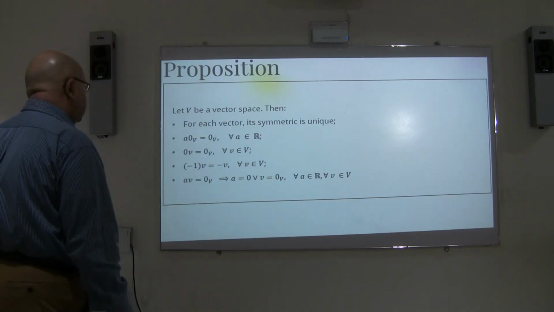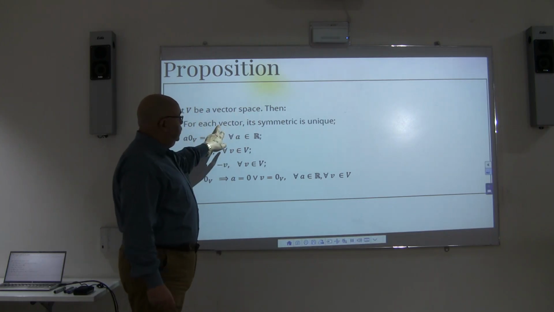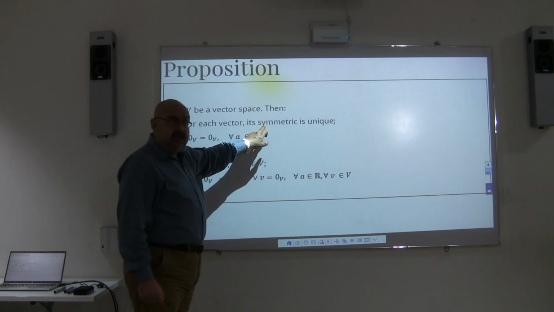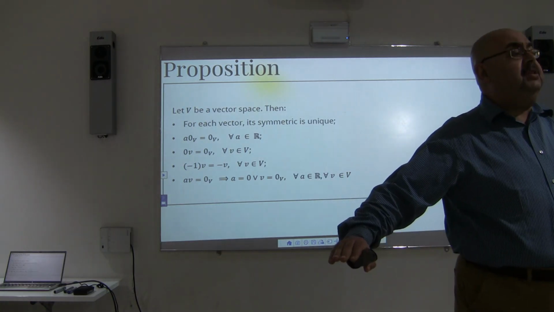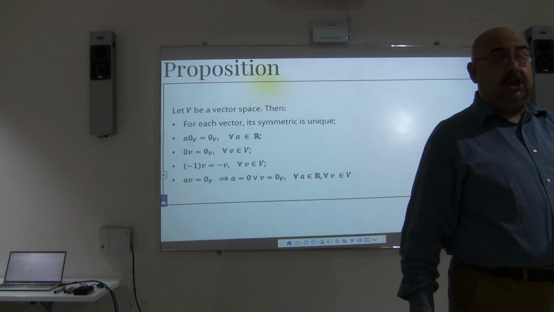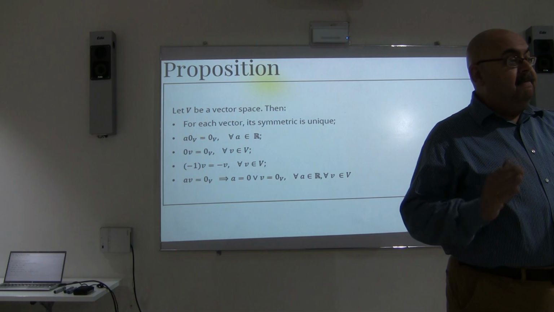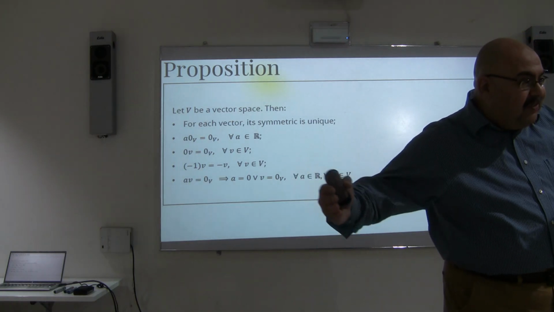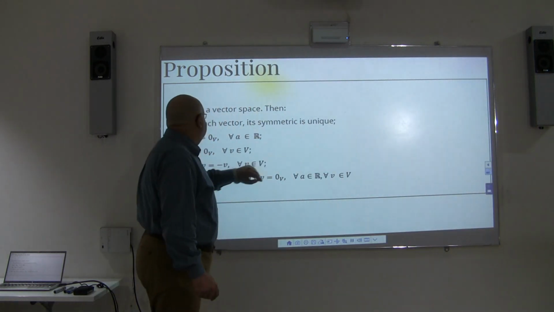Proposition. Let V be a vector space. Then, for each vector, its symmetric exists and is unique. If I have the vector 1, 1, 1, its inverse, which is -1, -1, -1, is unique. If you are talking about the multiplicative inverse, for the vector 2, 2, 2, there is a unique vector that is the multiplicative inverse, which is half, half, half, and so on. So the symmetric element is unique.